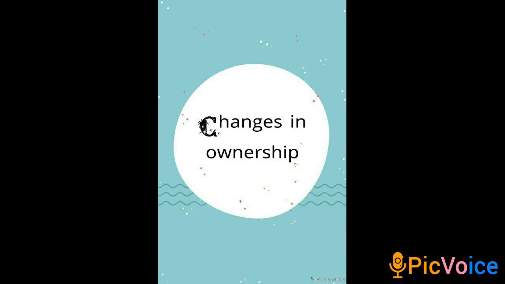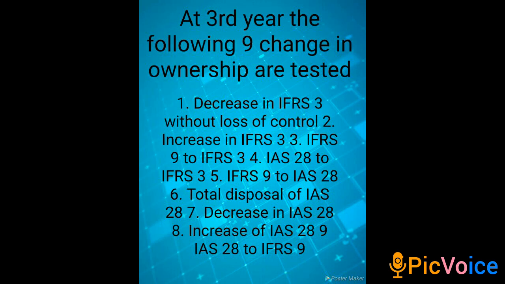So today we'll be looking at changes in ownership. At third year level, there are 9 changes in ownership that are tested. The first one is when there's a decrease in IFRS 3 without loss of control. The second one is when there's an increase in IFRS 3.